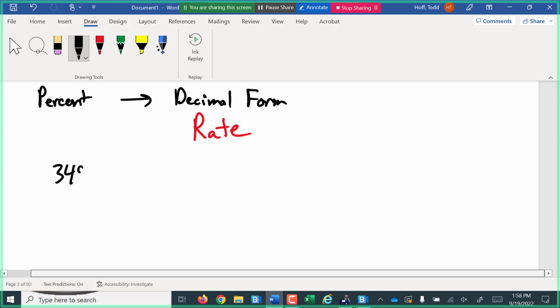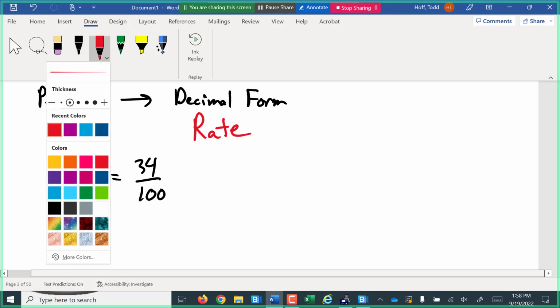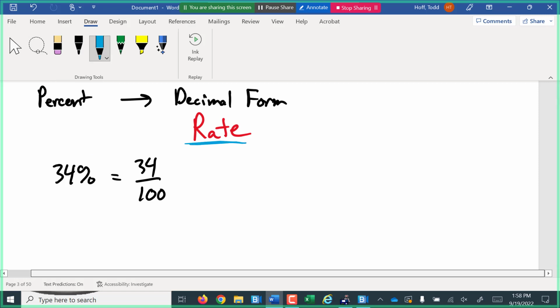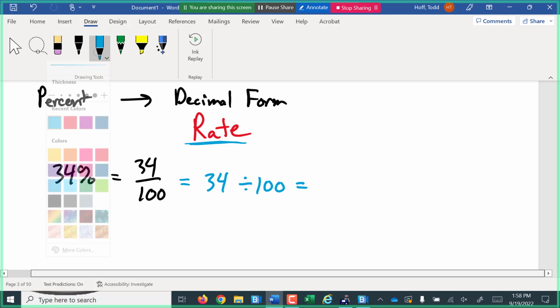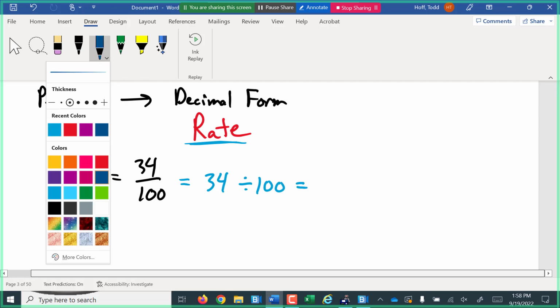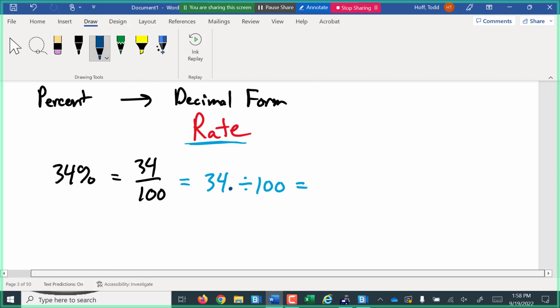So if we go back to that 34%, remember that means 34 out of 100. Well, the rate is just the decimal form of that. To turn a fraction into the decimal, it's just the numerator divided by the denominator. So 34 divided by 100. Well, when we divide by 100, what does it do to a number? It simply moves the decimal point 2 spots, doesn't it?